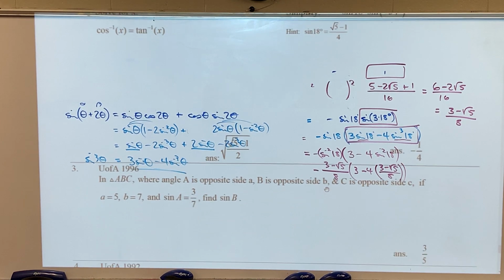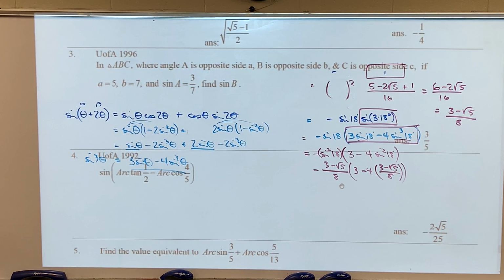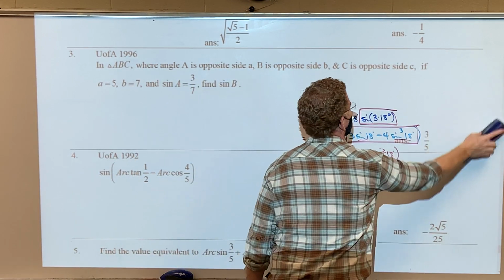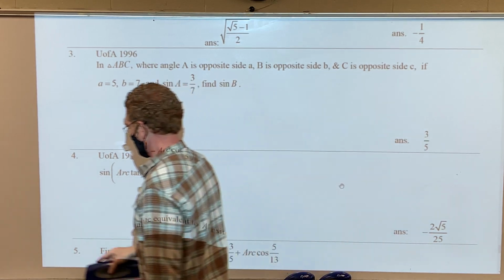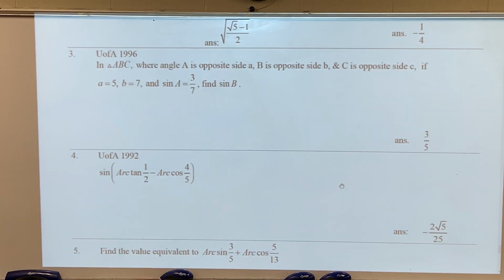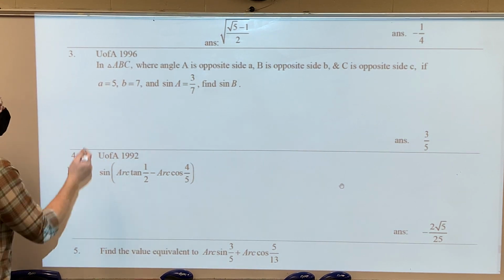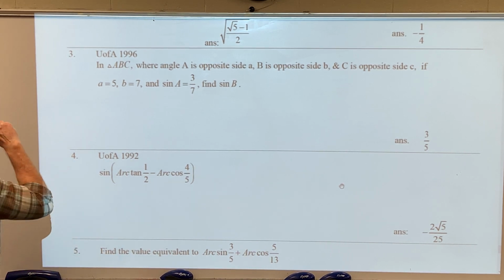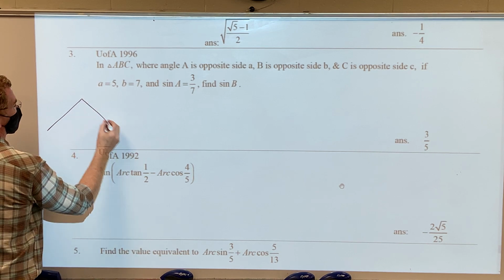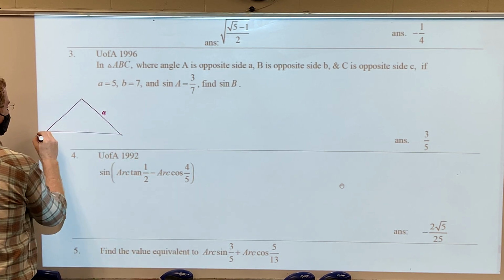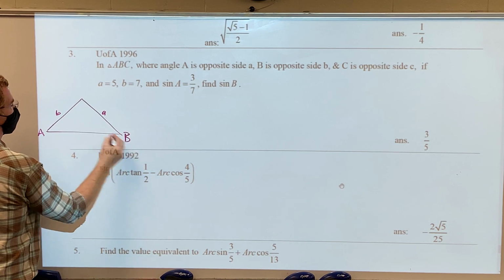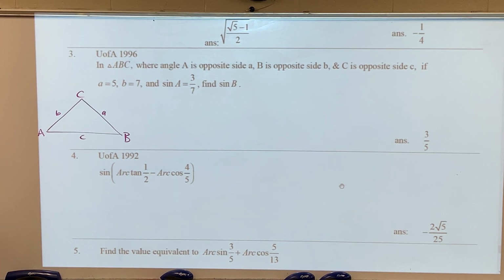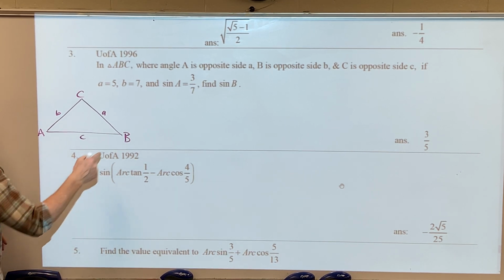How about number 3? Yeah, and then I want to do number 4. This is technically on a different section of trig that we're going to do later, but it says in a triangle ABC where A is opposite side A, B is opposite side B, and C is opposite C. So it doesn't say that it's a right triangle, but it just says something like this. Tell me if this rings a bell. It says if A is 5, B is 7, and sine of A is 3/7, find the sine of B.